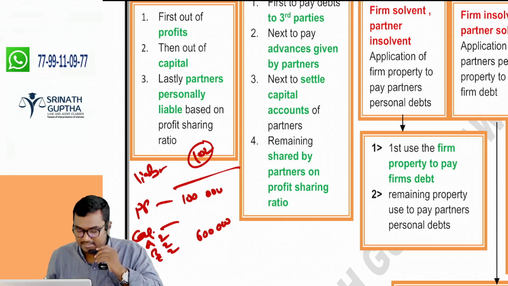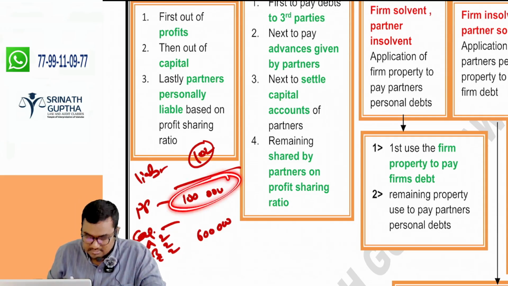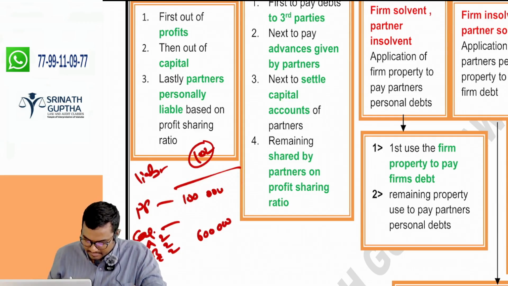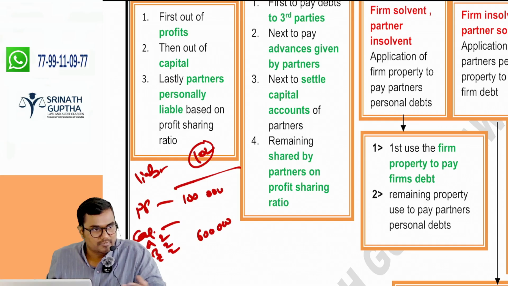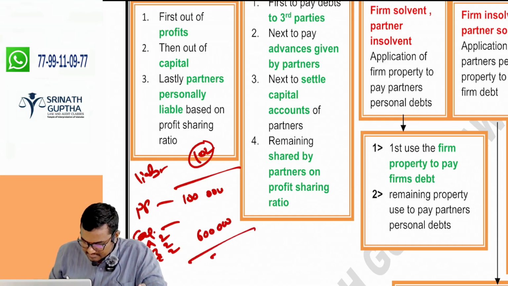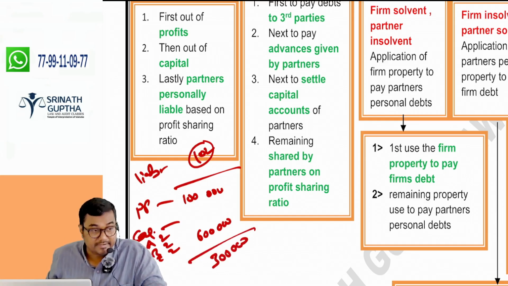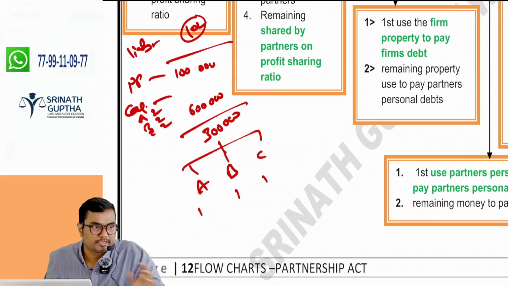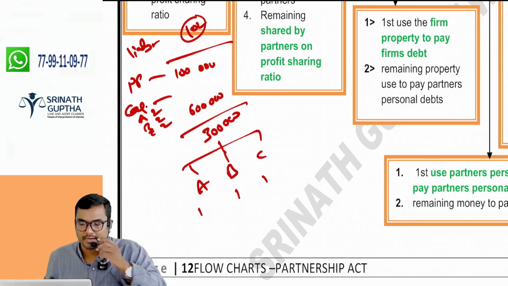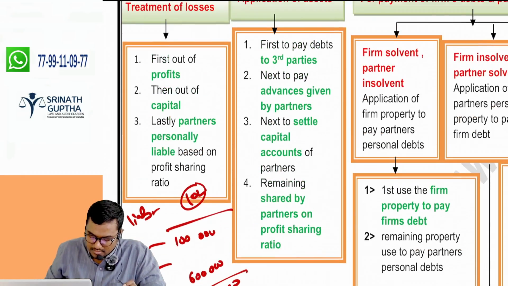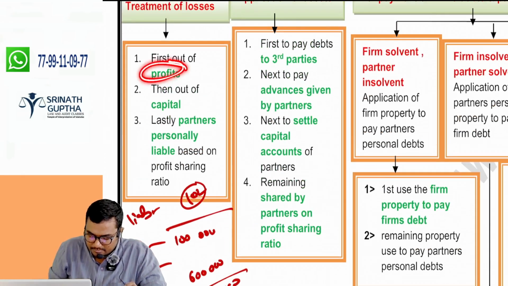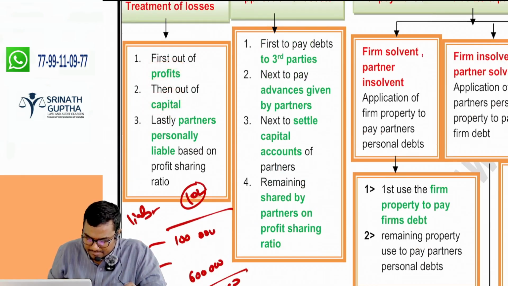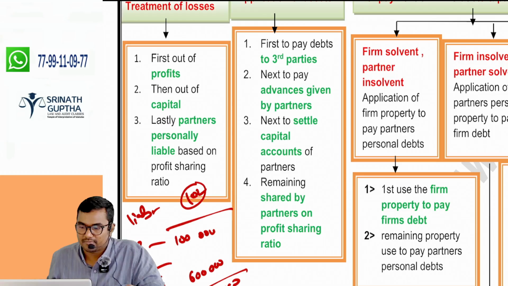But the available profit and loss account balance is 1 lakh. First we will use the 1 lakh to pay the liability. Then in the capital, how much? 6 lakhs. So we will pay that also. How much is left? We still need 3 lakhs. Who has to pay this 3 lakhs? A, B, C: 1 lakh, 1 lakh, 1 lakh, as per profit sharing ratio, out of their own pocket, because on the date of dissolution the firm is in losses. So first we pay the liabilities out of the P&L account and capitals. Lastly, partners are personally liable for the remaining.